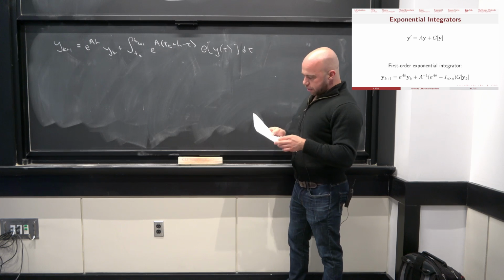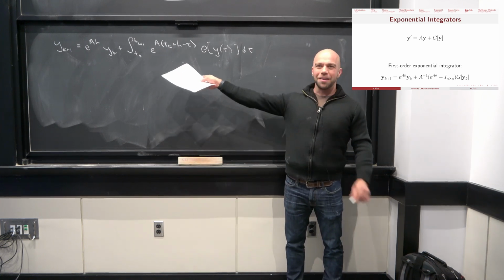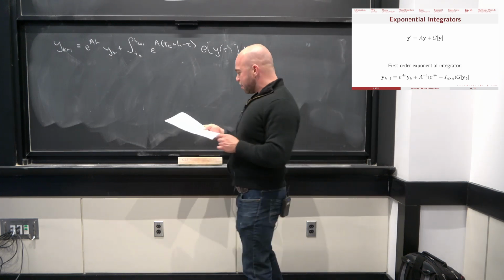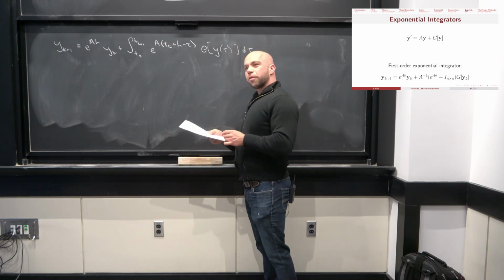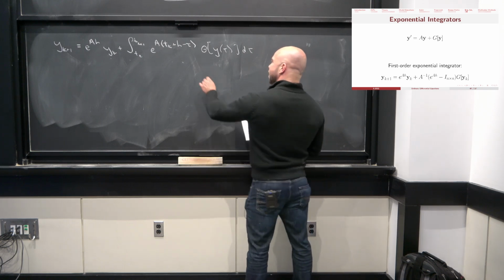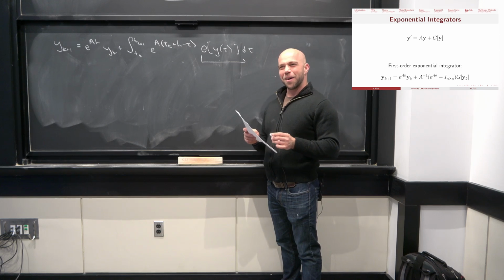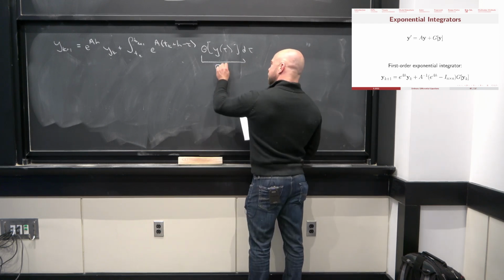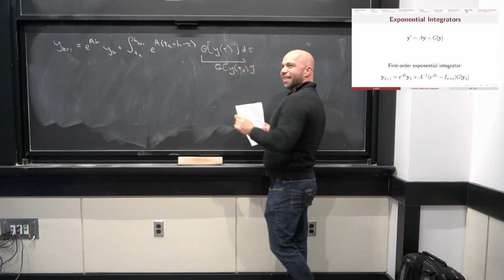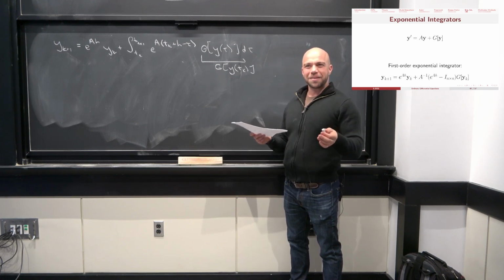There are all kinds of different things you can do to derive integrators based on this formula, and all of them have the nice property that they work perfectly for linear systems. One of the easiest is to just use forward Euler. The world's worst approximation of G of y of tau is just G evaluated at y of t_k. That's basically the forward Euler approximation.